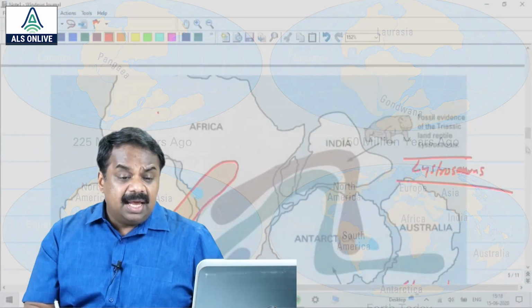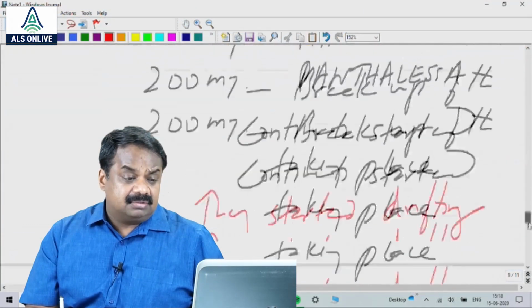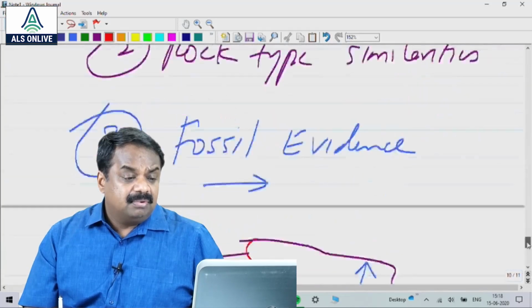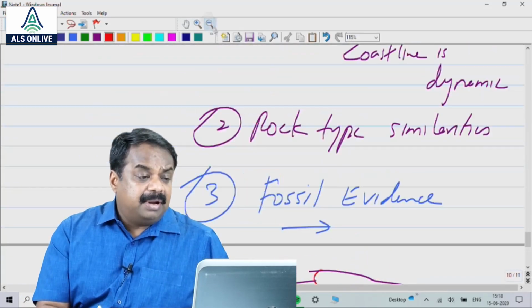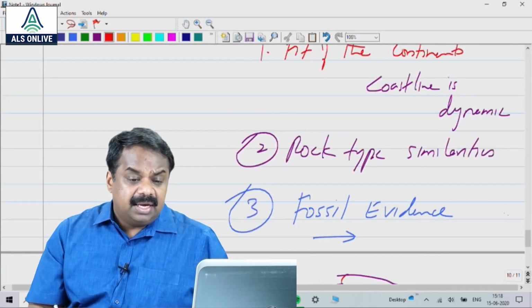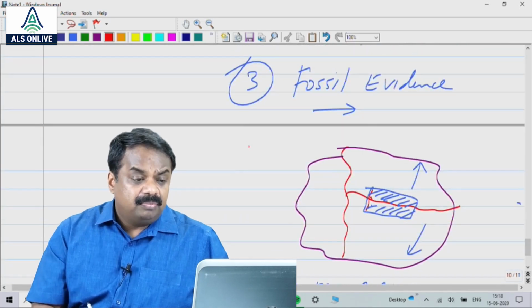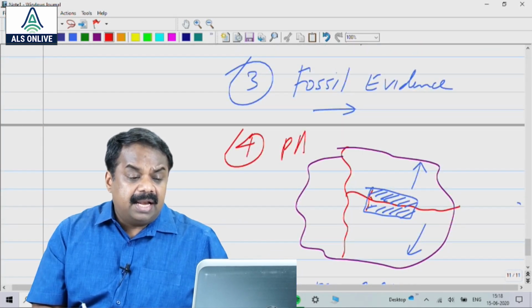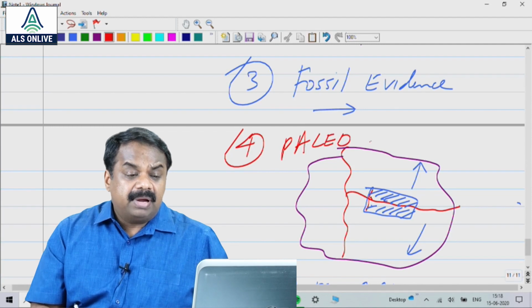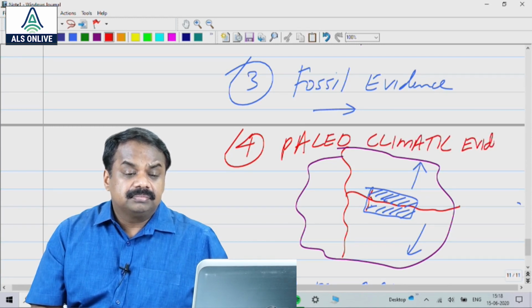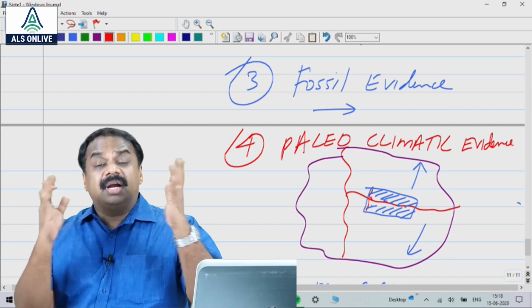He even gave paleoclimatic evidence. A fourth evidence is related to what you call paleoclimatic. Paleo means old. So that means old climate evidence.